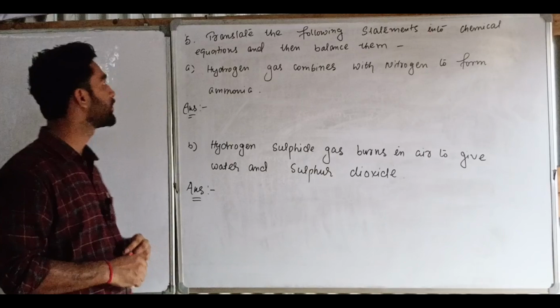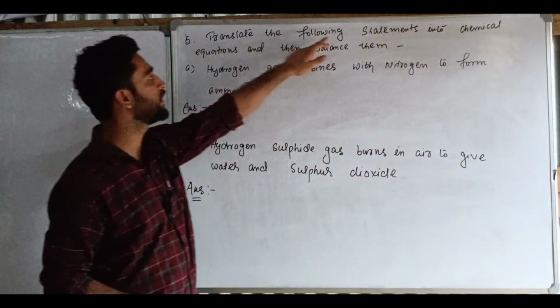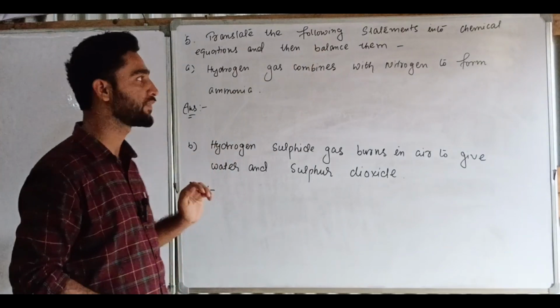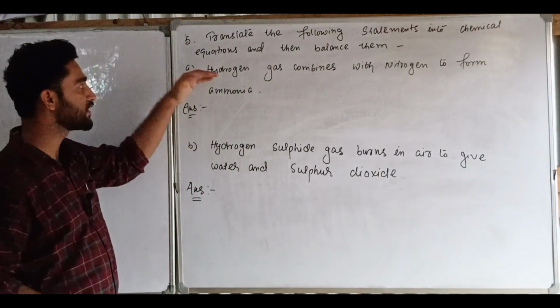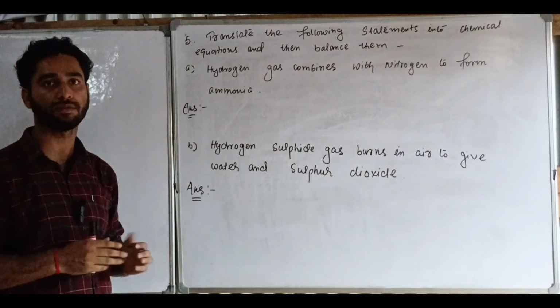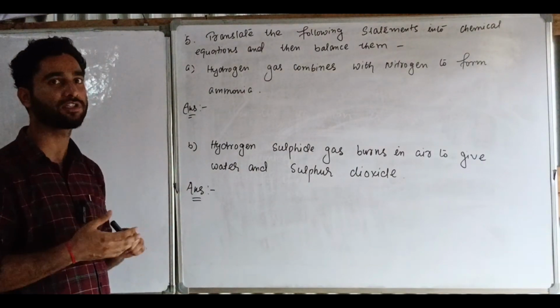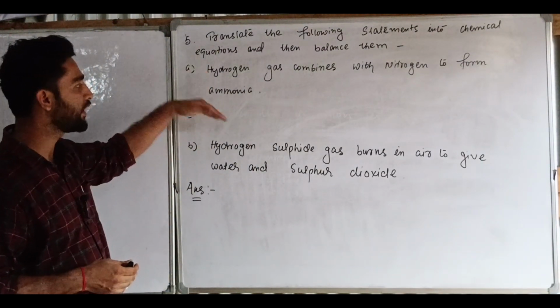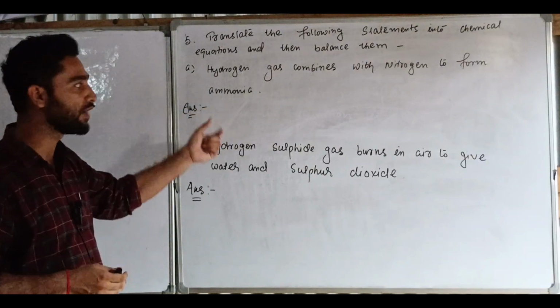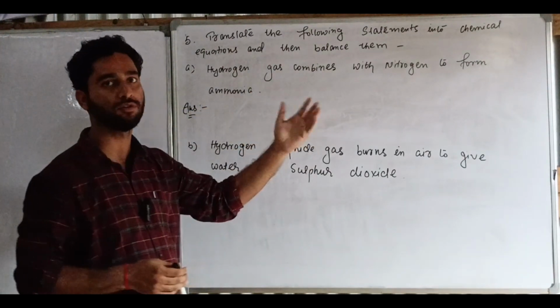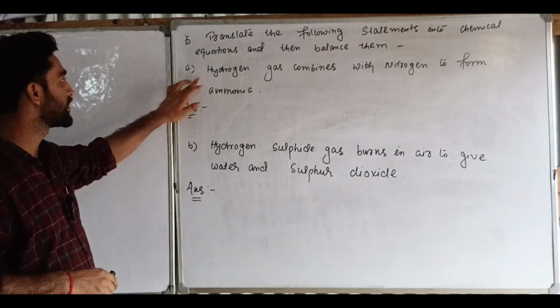Okay, now let's see question number 5. Translate the following statements into chemical equations and then balance them. According to this question, some chemical reactions are given in statement form. First, we have to convert them into chemical equations. A chemical equation means we write the statement in symbolic form. After writing in symbolic form, we have to balance them. So what is the first question?